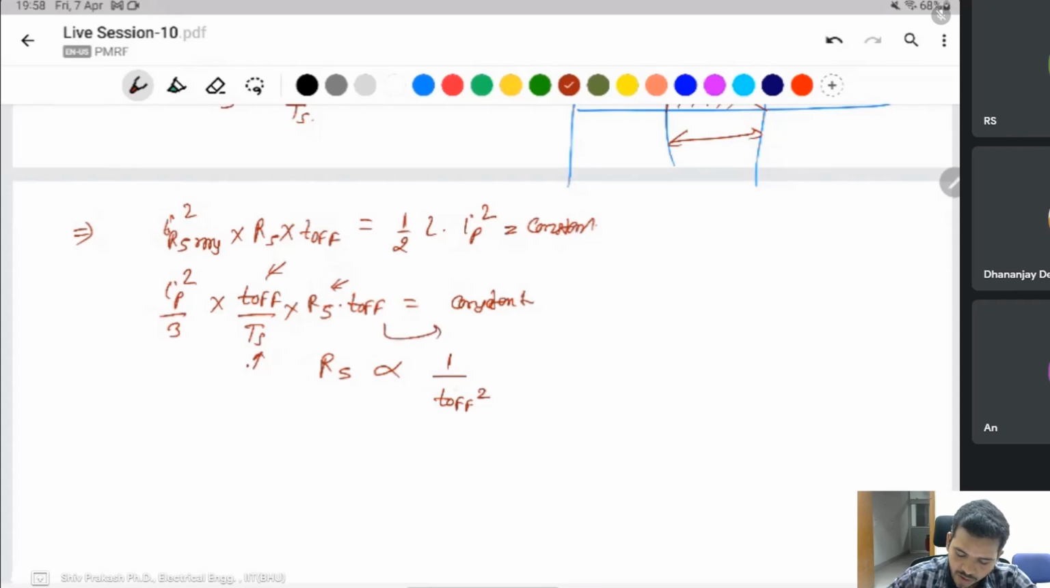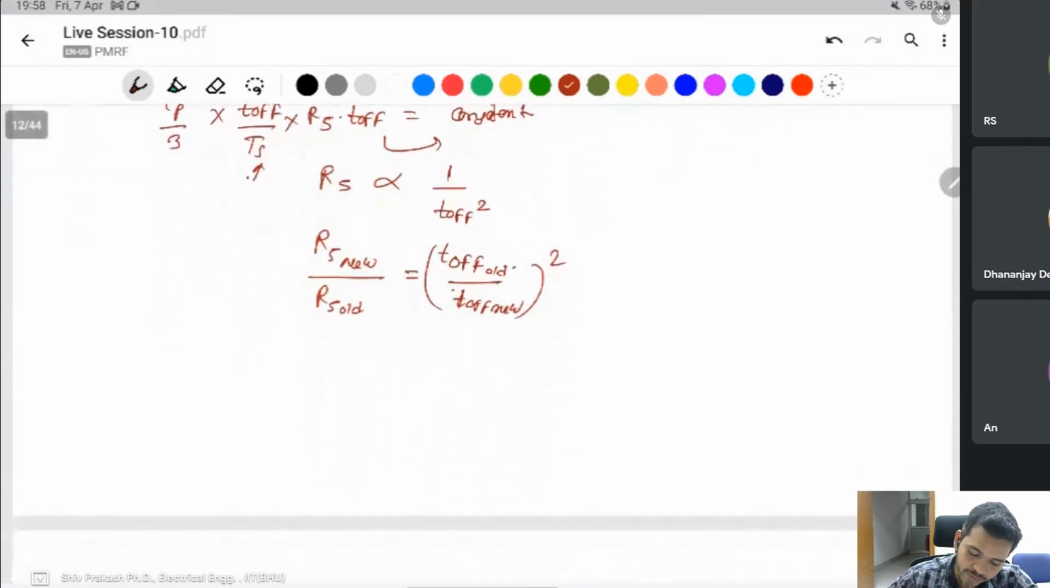If all of the rest is a constant, then R5 is inversely proportional to this. Then you can say R5 new divided by R5 old is equal to T off old divided by T off new, squared. Then what is the R5 new value? What are T off old and new?